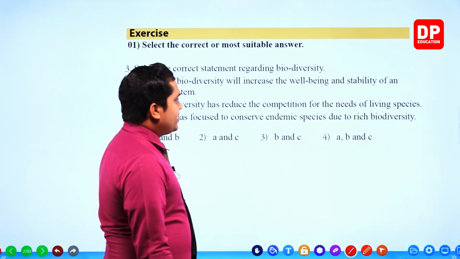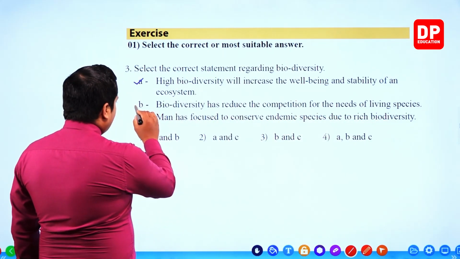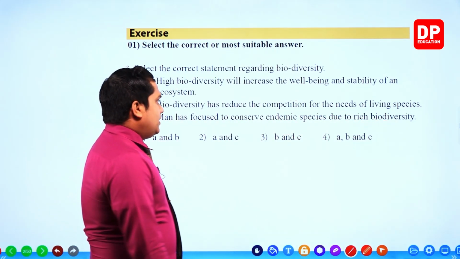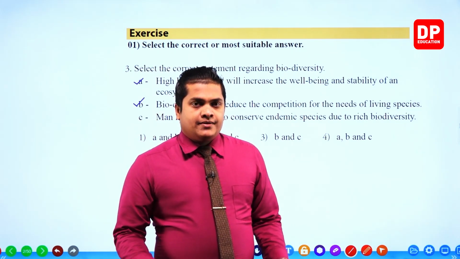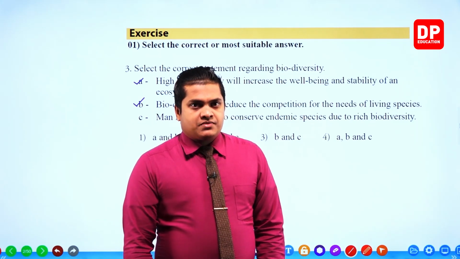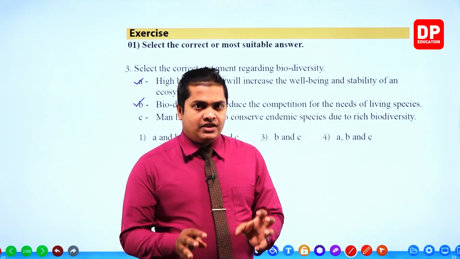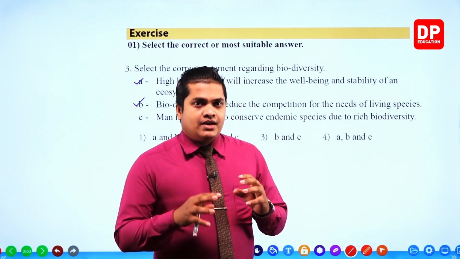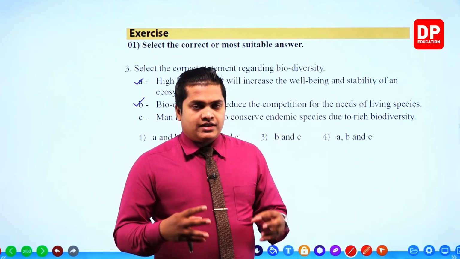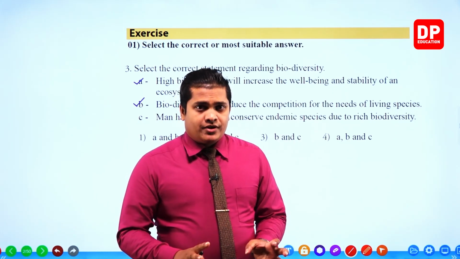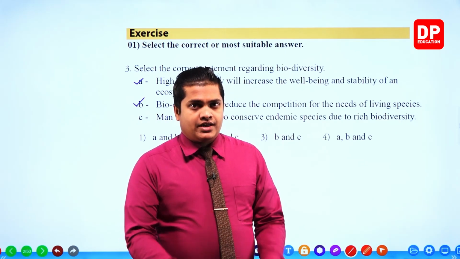Next one. Biodiversity has reduced the competition for the needs of living species. Once again correct. Because we know that there are different types of organisms living in the environment. These organisms can get different types of food if there is a rich biodiversity in an ecosystem.